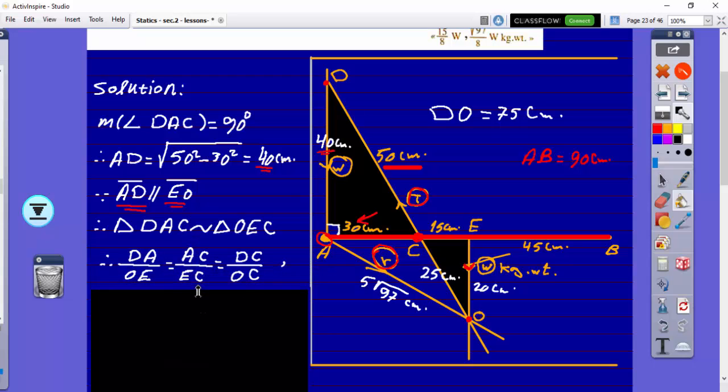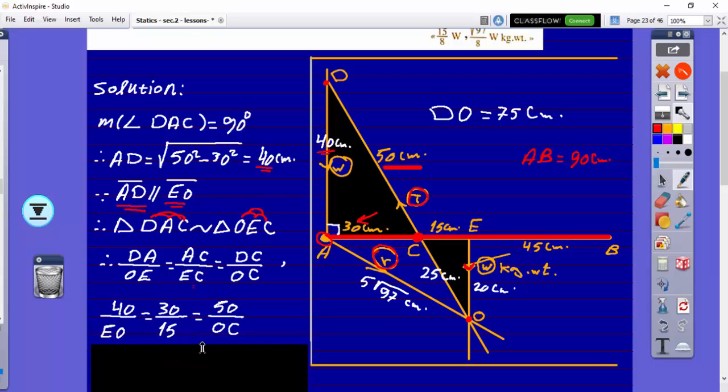Now, we know that the corresponding sides are proportional. So DA over OE equals AC over EC equals DC over OC. Here in this proportion, I'll substitute DA equals 40, AC equals 30, and DC equals 50. Now what's the length of OE? We don't know, so we leave it as it is. What is the length of EC?